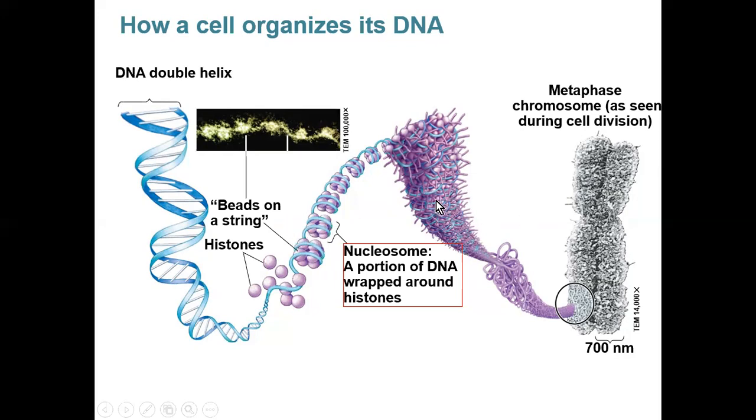And then the nucleosomes start to stack on top of each other. And at this stage, the DNA is called chromatin. And when I refer to chromatin, what I mean is just DNA that has been wrapped around histones, has been wrapped around itself. Everything is all stacked up.